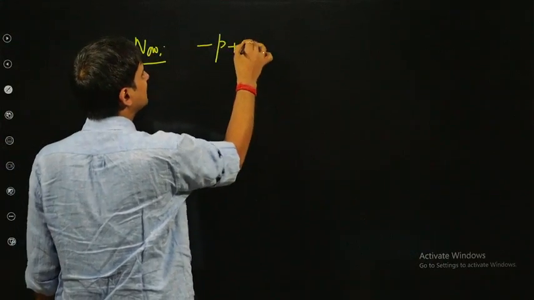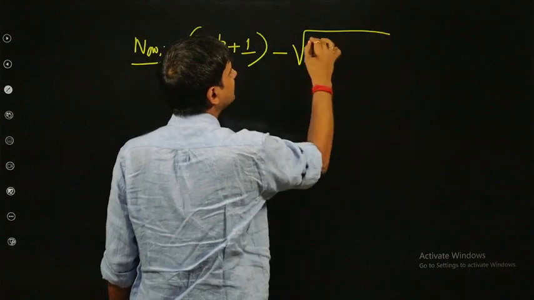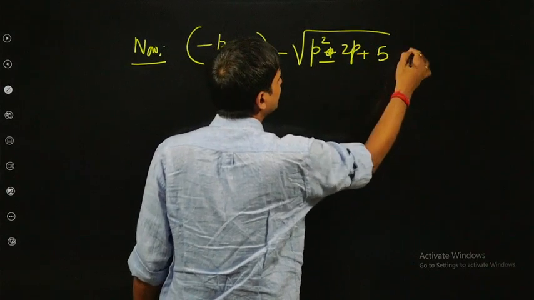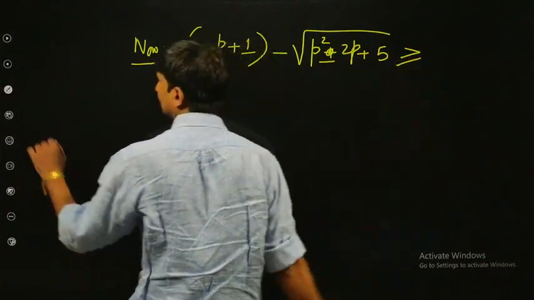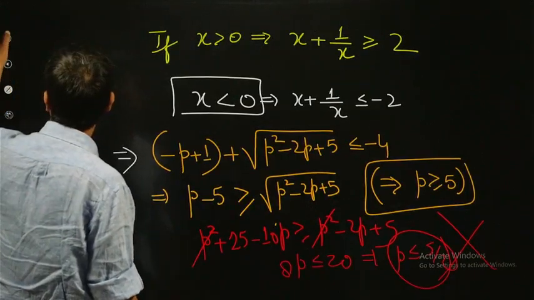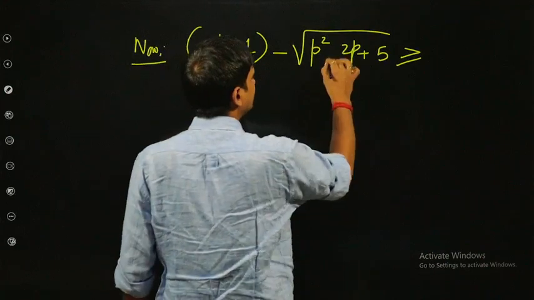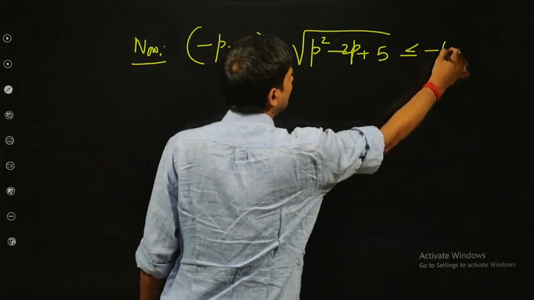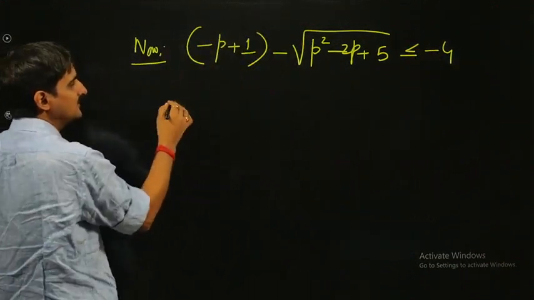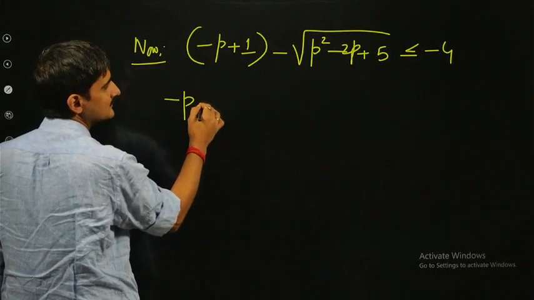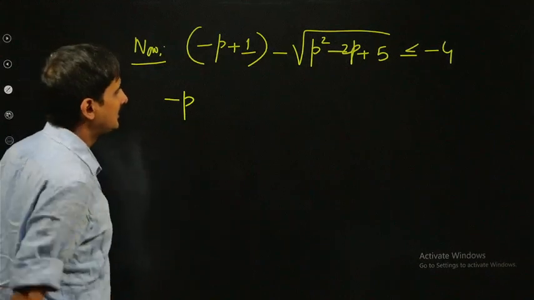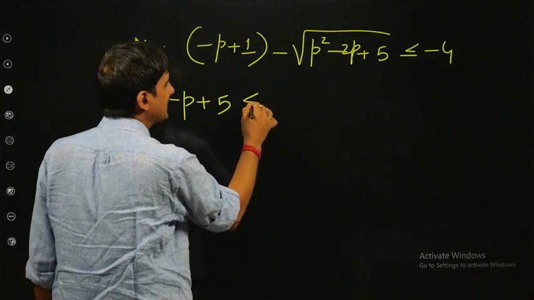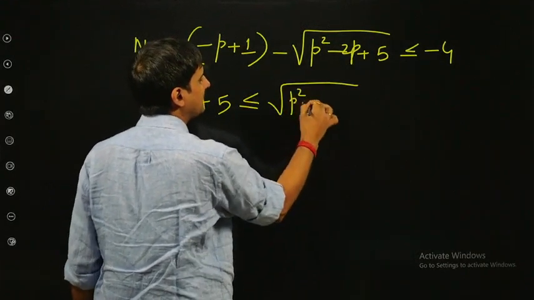So minus p plus 1 minus under root of p square minus 2p plus 5 is less than or equal to -4, right? There are two things here which I need to correct: it's minus, and less than or equal to -4. Now again, taking it that side, bringing it this side: minus p plus 5 is less than or equal to under root of p square minus 2p plus 5.